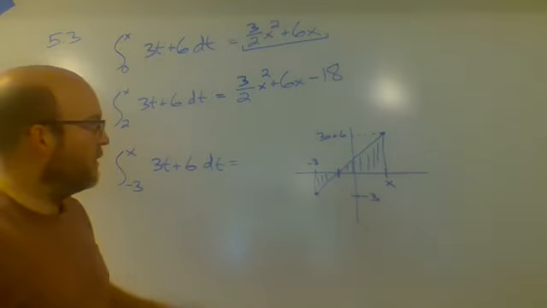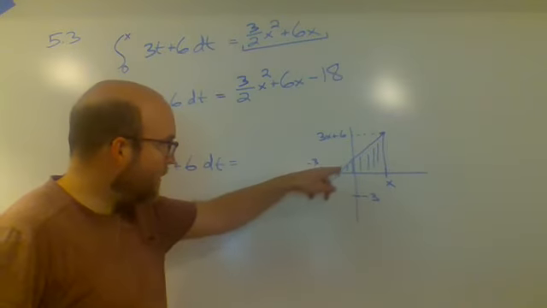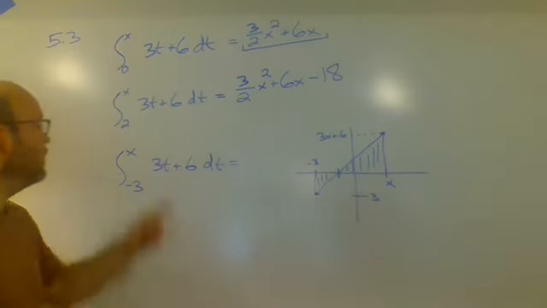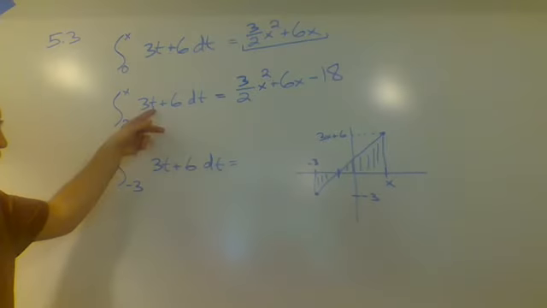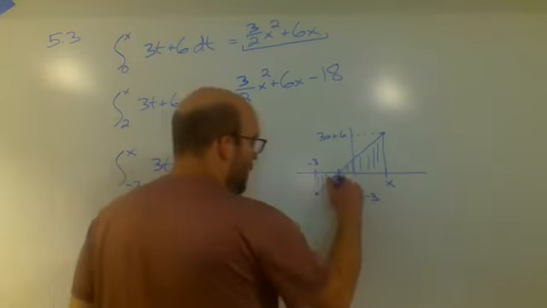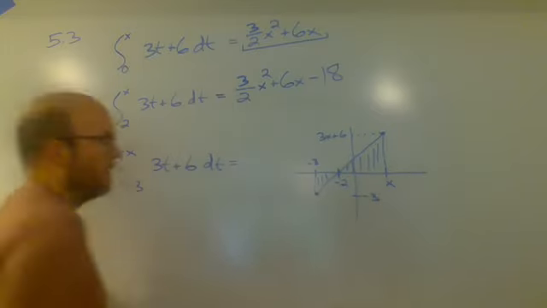So this is just quick solving. This would be when y is equal to 0 is when it hits the x-axis. So when is 3x plus 6 equal to 0? Well, that'd be equal to 0 when we're at -2. And so that's the x value -2 right there.